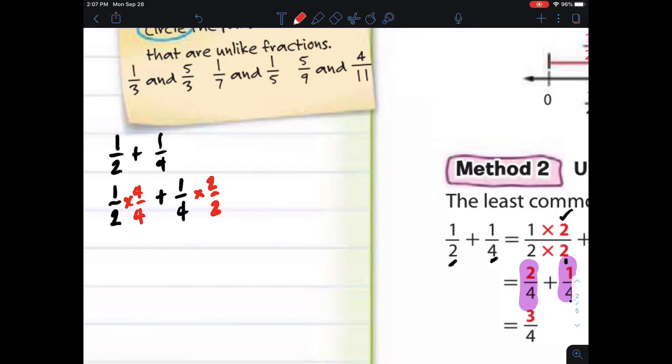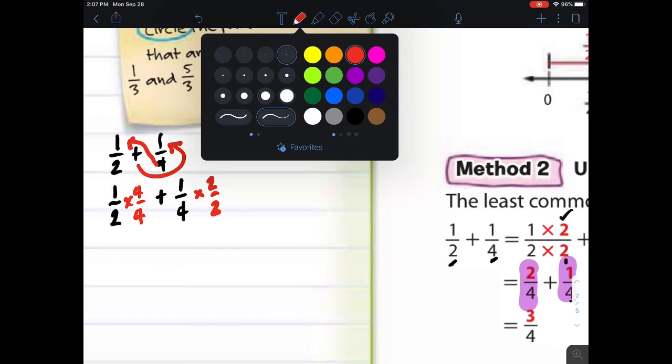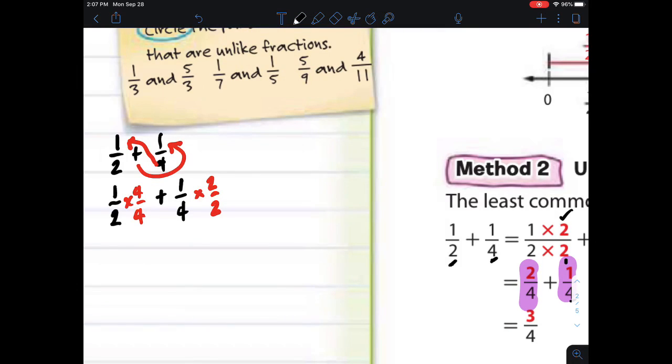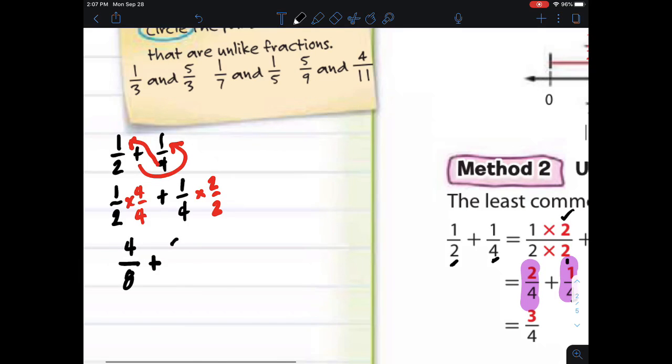So if you notice, I'm multiplying 1/2 by 4/4, and I'm multiplying 1/4 by 2/2. If I do that, this becomes 1 times 4 is 4, 2 times 4 is 8, plus 1 times 2 is 2, 4 times 2 is 8. Now if you notice, I have a common denominator of 8. So if I have a common denominator, all I need to do is add the numerators, 4 plus 2, over 8, which is the same as 6/8.